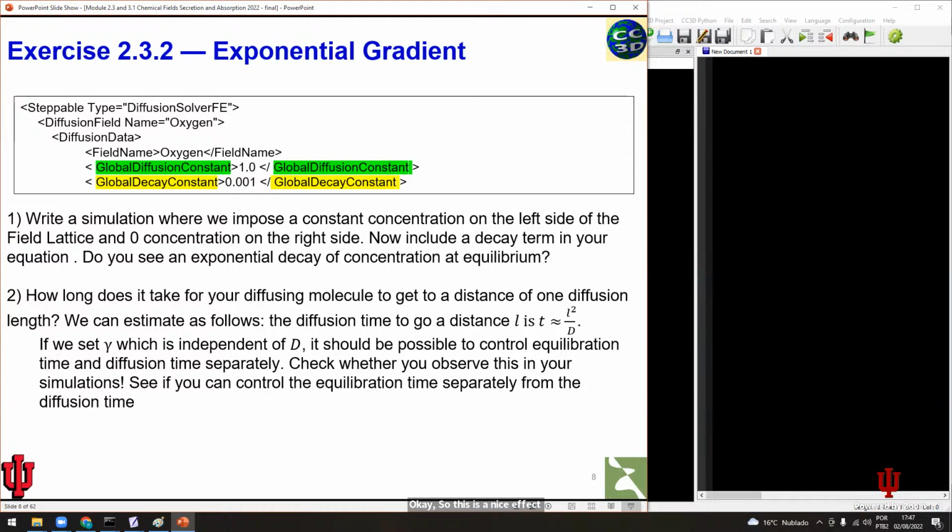When you set your field below the diffusion constant line, you will see the global decay constant. You already saw it, okay? So this is where you change the decay constant globally, not for specific cell types, okay?